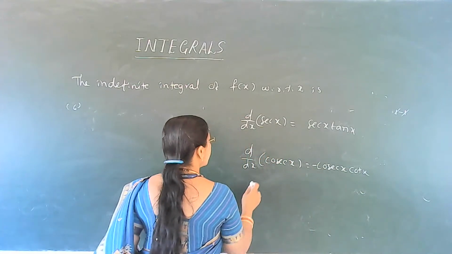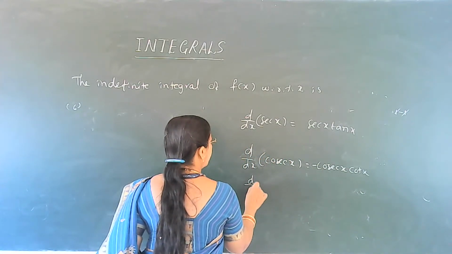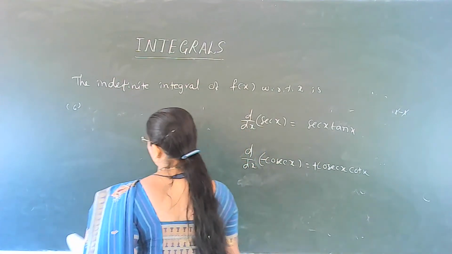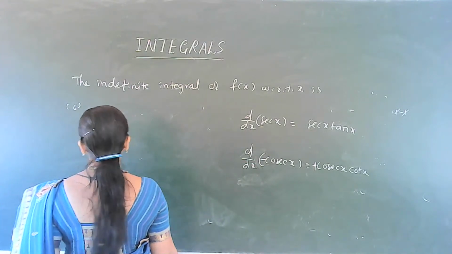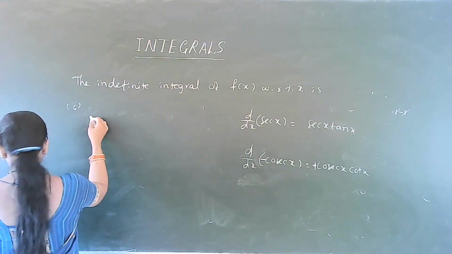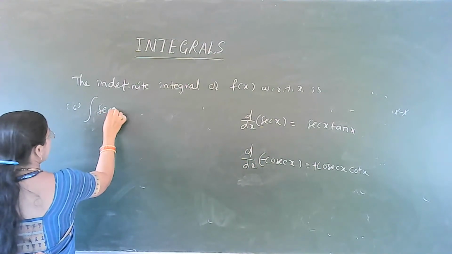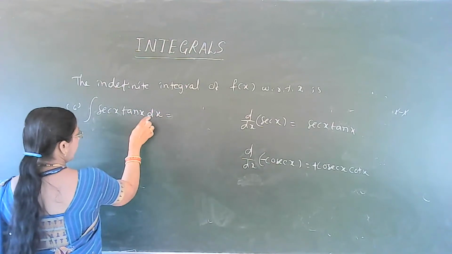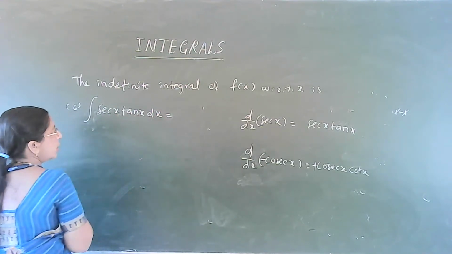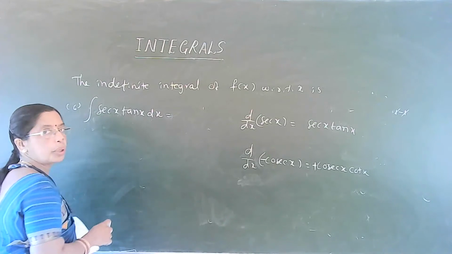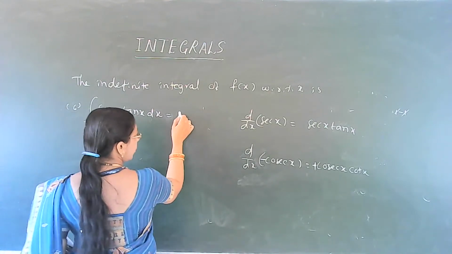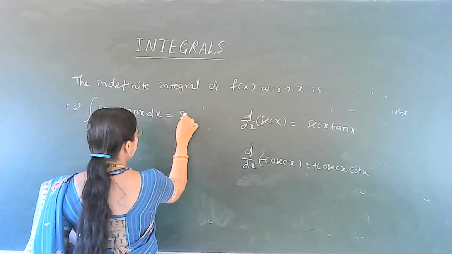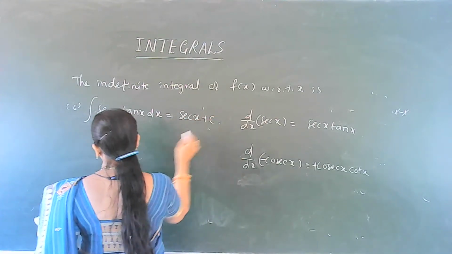There is a minus. You can write d by dx of minus cosec x is equal to plus cosec x cot x. Therefore, we can write integration of sec x tan x dx, because the variable here is x, therefore we should write dx. The integration of sec x tan x is sec x plus c.